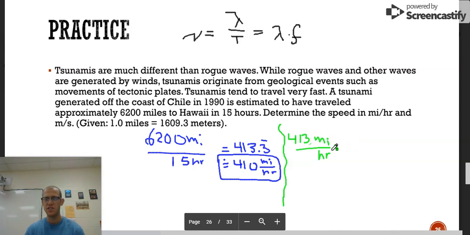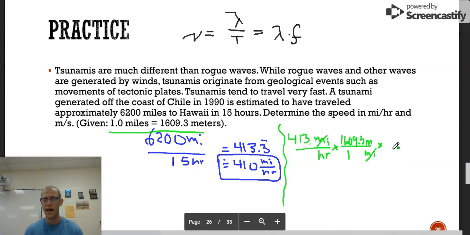So I want to change the miles to be meters. So let's write the equivalent. I need miles to cancel out, so that needs to be on bottom, which means meters has to be on top. So we are given a relationship here that we can plug in. 1 mile is 1609.3 meters. So that's going to cancel out our mile labels.